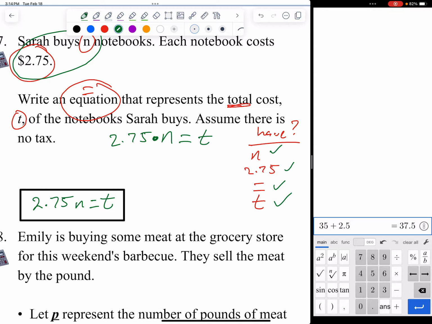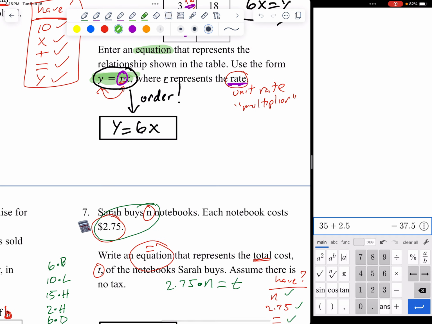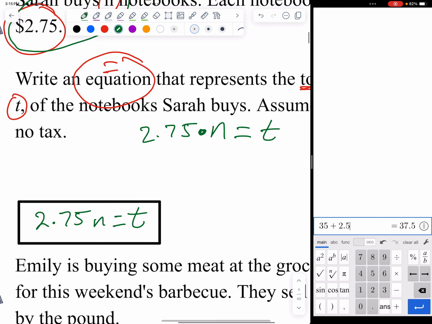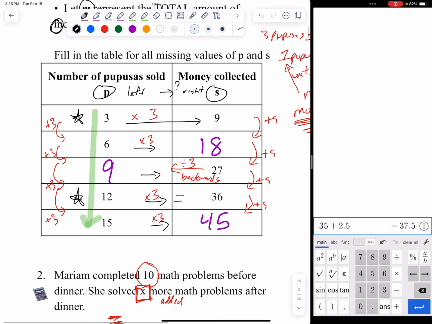Do you guys see a pattern here? I'm going to go through this quick. Favorite equation in 6th and 7th grade: Y equals RX. You're like, wait, that doesn't have it there. But if I flip it, can you guys now see Y equals RX? The left side is X. The right side is Y. And what did I do with my X? I multiply by 3. So Y equals RX.